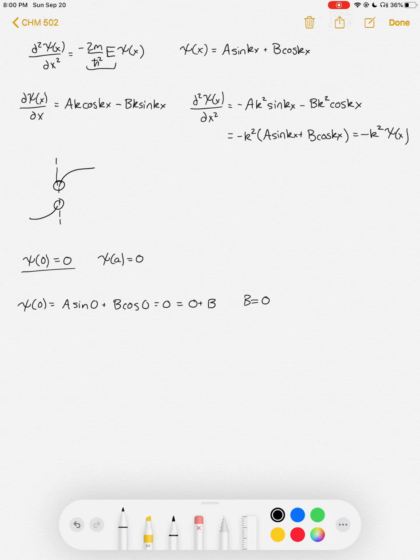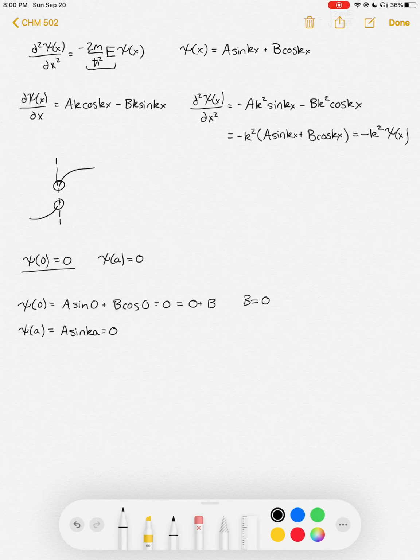So we can't have any cosine terms, and that again makes sense because at 0, the function equals 0. Cosine will not equal 0 at 0, only sine will. So no cosine terms in our function. And we can evaluate the remaining condition, psi of a equals 0. And again, B is already equal to 0, so it's going to give us capital A sine of ka is equal to 0.